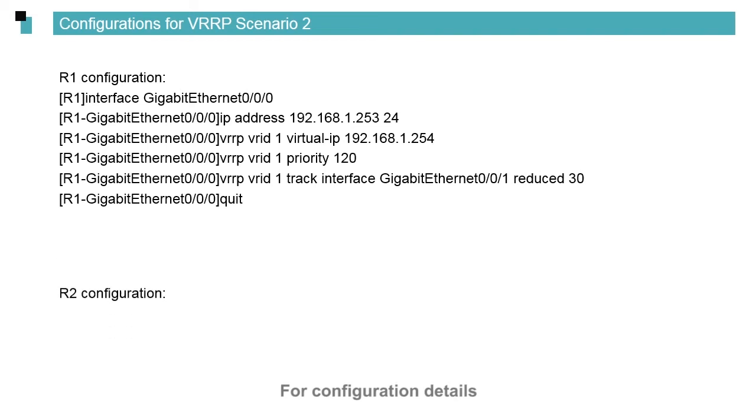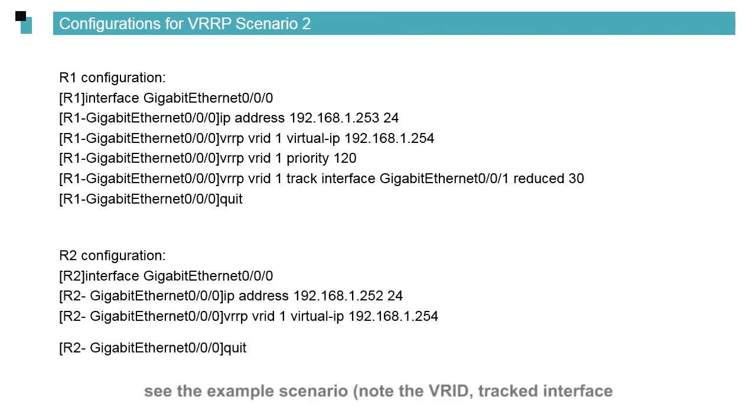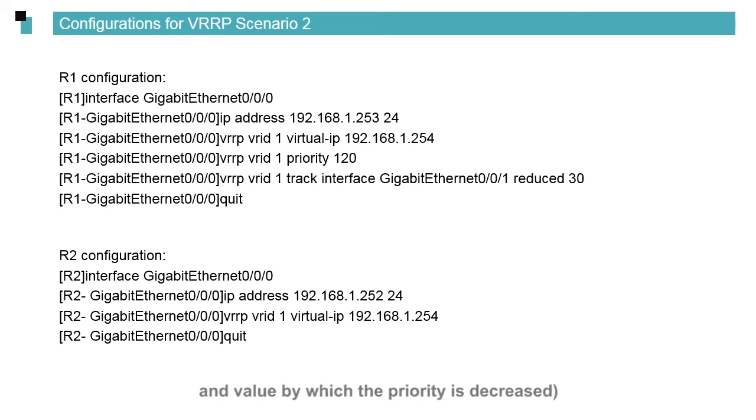For configuration details, see the example scenario. Note the VRID, tracked interface, and value by which the priority is decreased. After configuration is complete, if the status of GE 0/0/1 tracked by R1 is down, R1 automatically decreases its priority by 30.